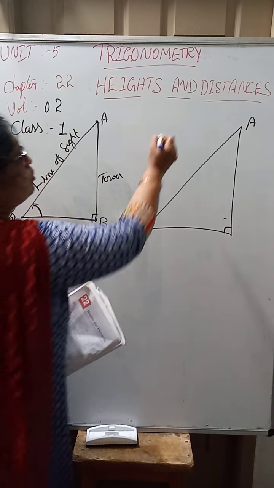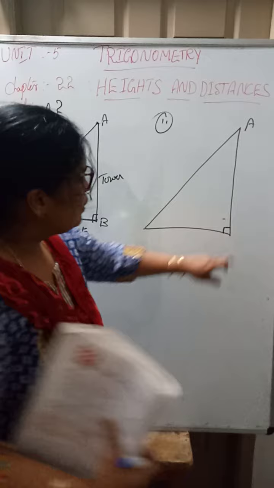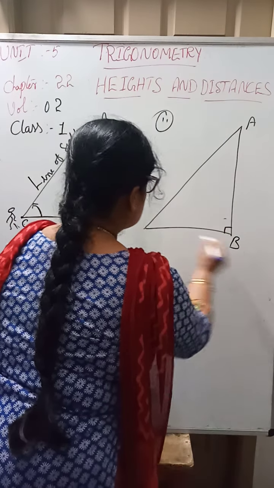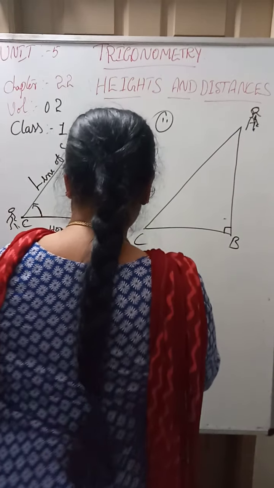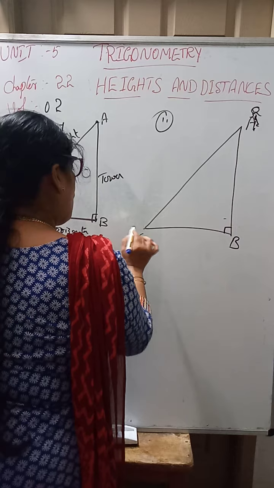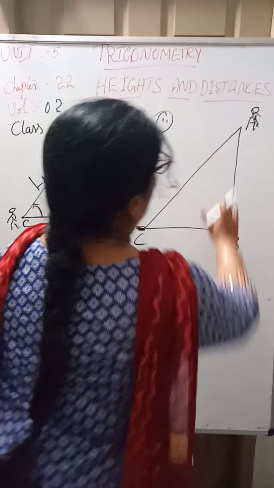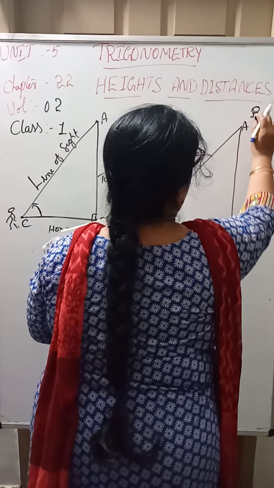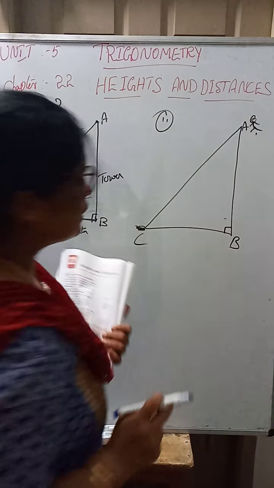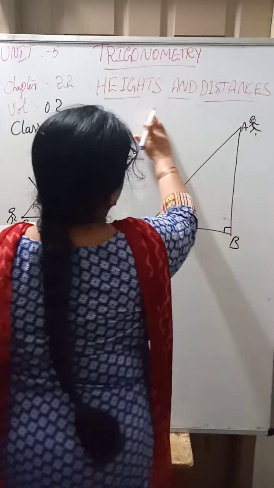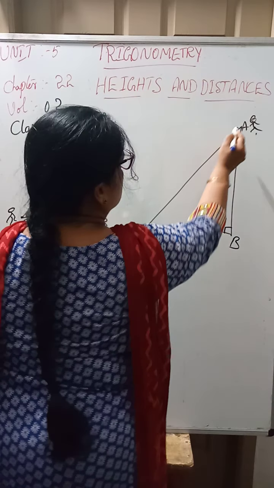Similarly, now we will come to the second one. This is also a right angle triangle, with A, B, C. The man is standing at A and he is observing the object at C. Now the horizontal line takes place. Here horizontal means completely parallel to the ground level.